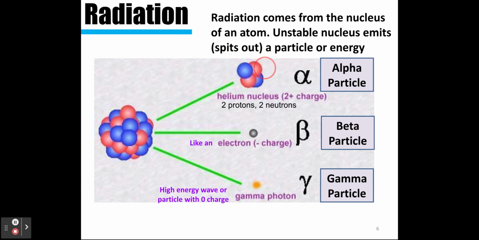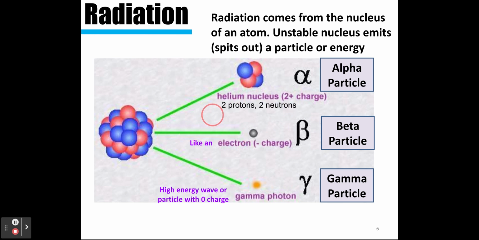So this is your alpha particle. This is a helium nucleus without the electrons, right? And the next particle that could be released is called a beta particle, given the symbol beta, which is the second Greek letter of the Greek alphabet. It's basically an electron. It's the size of an electron and has a negative charge. It's an electron that's coming from the nucleus.